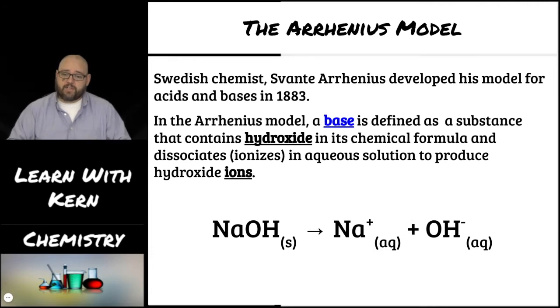The Arrhenius base is defined as a substance that contains hydroxide in its chemical formula, and therefore it will dissociate or ionize in aqueous solution to produce hydroxide ions. So it's going to break apart and form hydroxide ions. Sodium hydroxide here is going to break apart and give you sodium ions and hydroxide ions in aqueous solution. That's what defines it as a base in the Arrhenius model. So the Arrhenius model is based off of the ionization and whether it produces hydrogen ions or hydroxide ions. Hydrogen ions will be an acid and hydroxide ions are going to be a base.